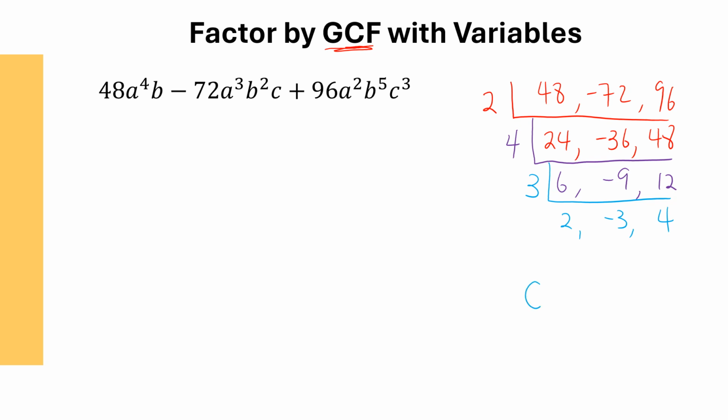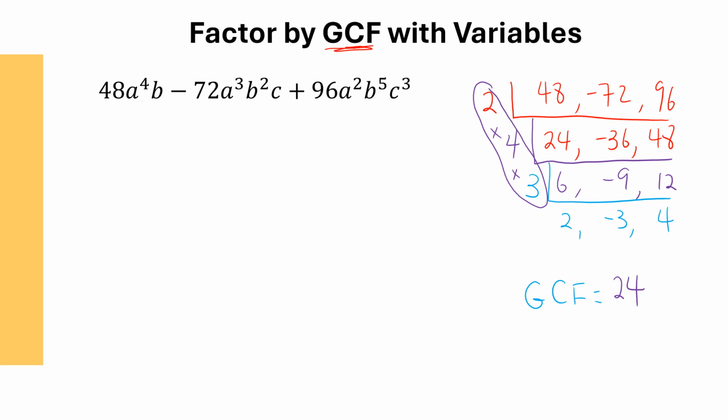So therefore, my greatest common factor for the numbers is take the numbers beside the cake, 2, 4, and 3, and then multiply them out. So 2 times 4 is 8 times 3. So the greatest common factor is going to be 24.